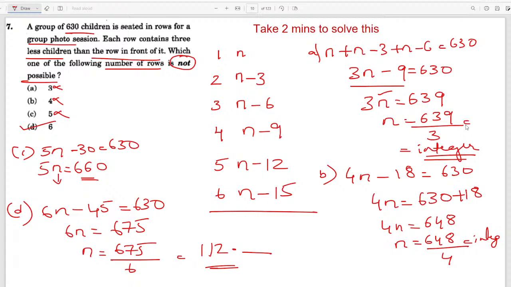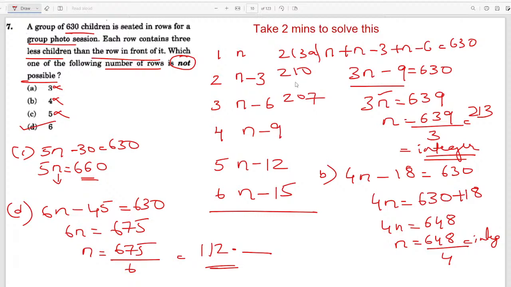So for example, when there are 3 rows, this n would be 213. The first row would be 213, the second row would be 210, the third row would be 207. When you add these 3, it will be 630. So you have integer numbers in each row. The number of students in each row would be an integer. That's how you find out whether this is possible or not.